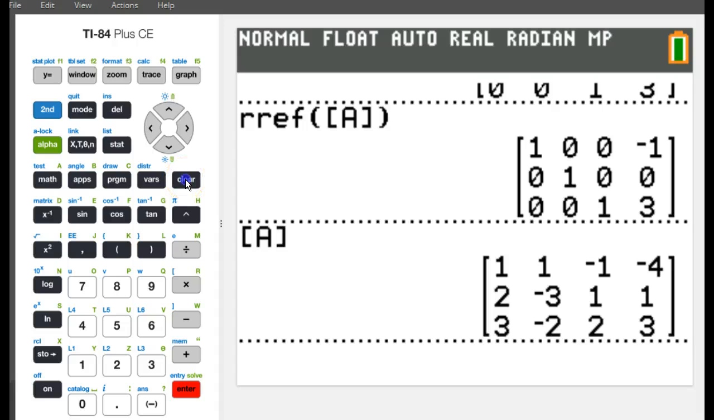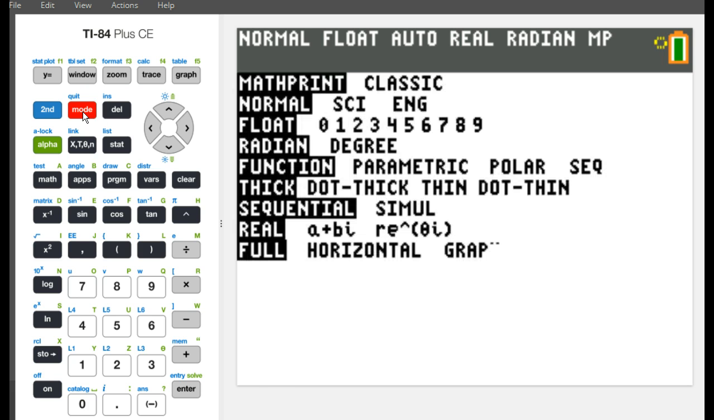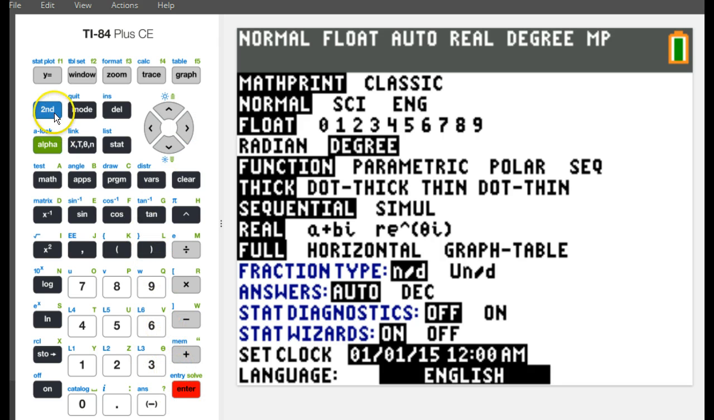Be careful. Whenever you reset your calculator, it returns to radian mode. But these angles are in degrees. So you need to hit the mode button and change from radians over to degrees before you do this problem.